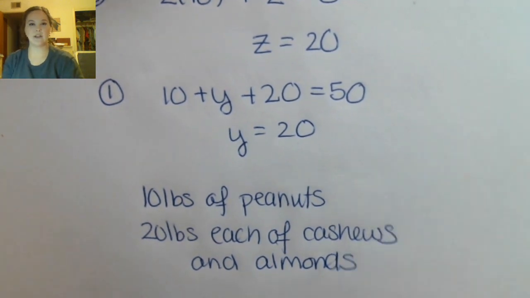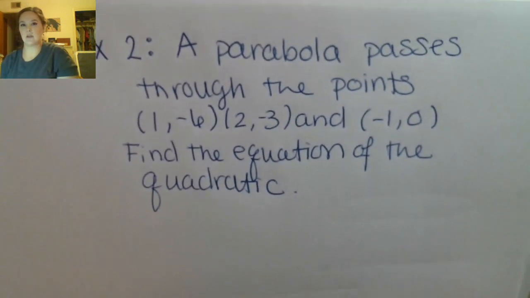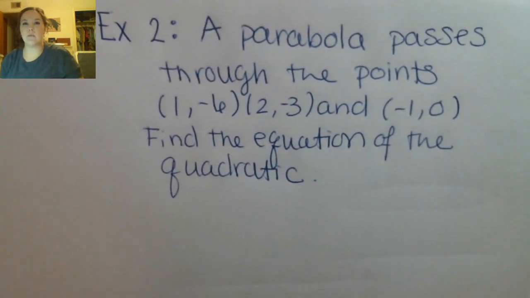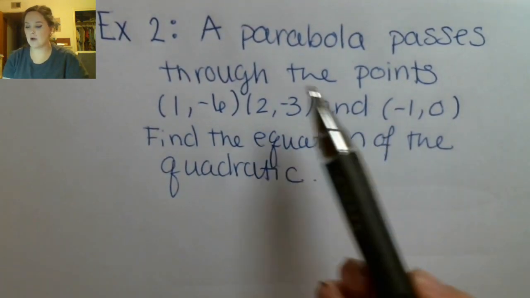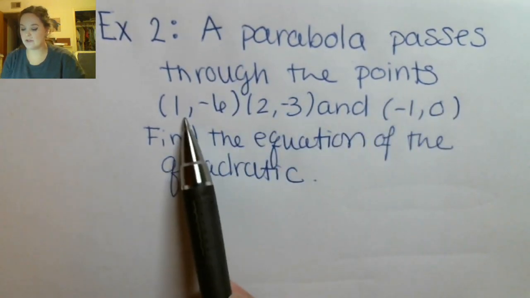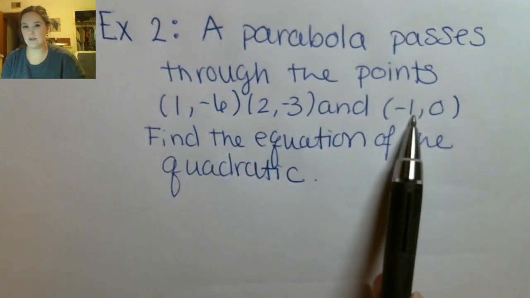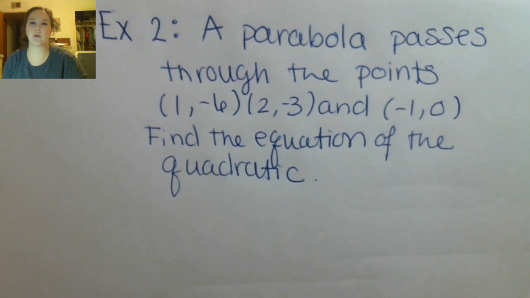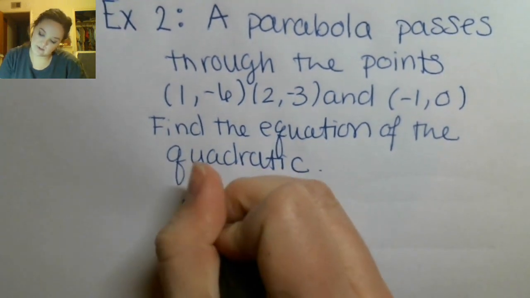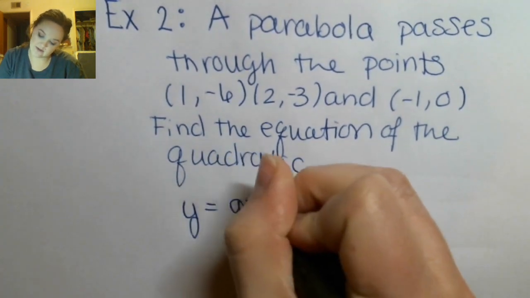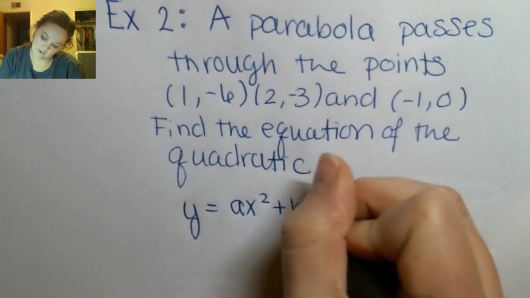All right, let's look at a different type of example. Okay, so this one is about modeling with a parabola. We have a parabola that passes through 3 points, this, this, and this, okay, and we want to find the equation of the quadratic. Okay, so the first thing we need to do is remember that all quadratics can be written in this form.